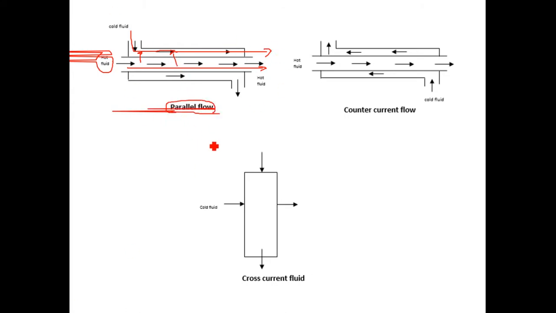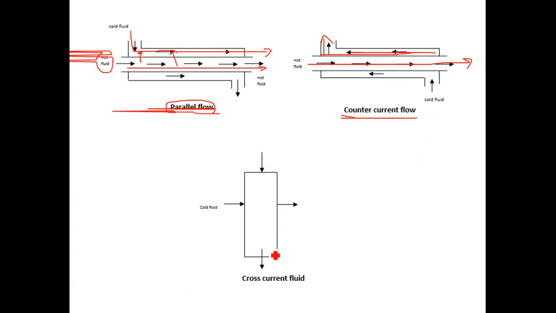Next we will see this diagram. Here you have counter current flow. What is the difference? Here the fluid which you want to cool is flowing towards the right, but the fluid which you are using to cool it down is flowing towards the left. So the direction of flow is opposite and hence it is said to be counter current flow.